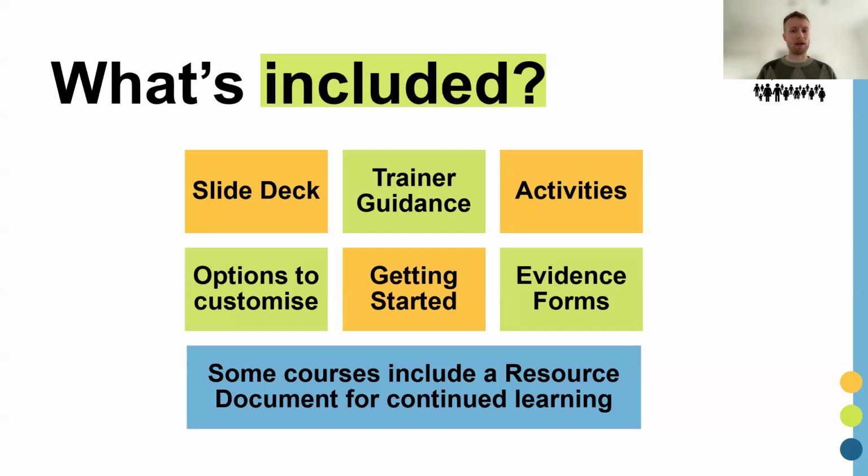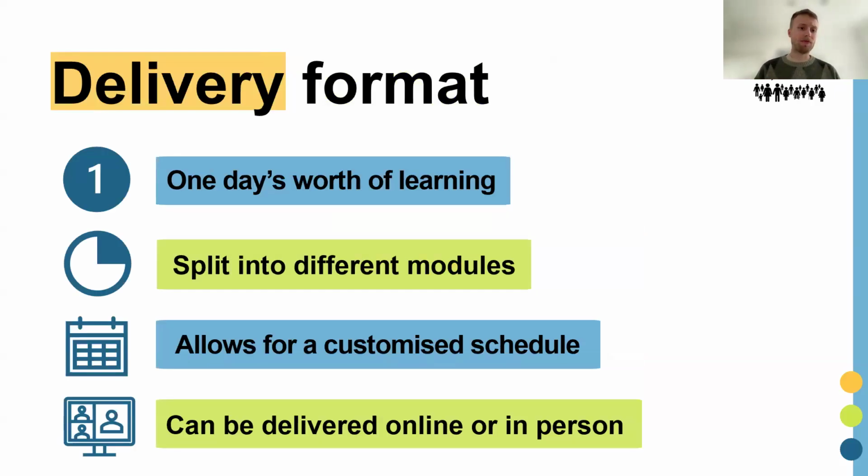And just a few points on the way that they are delivered. So like all carbon literacy courses, the shareable courses are 1 day's worth of learning. They're split into different modules, which allows you to deliver, not necessarily on 1 day, you've got a customized schedule. You can deliver over 2 days or over 3 days, for example. And they can be delivered online or in person as well.